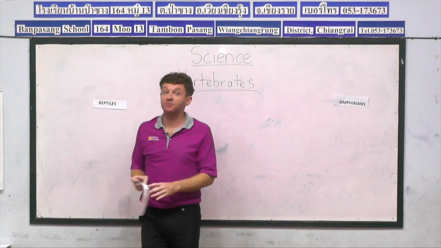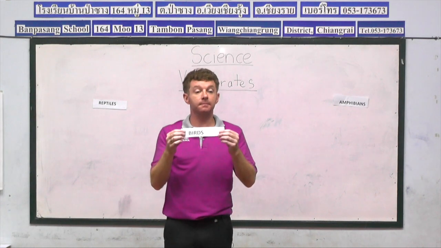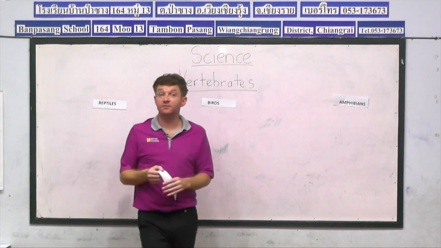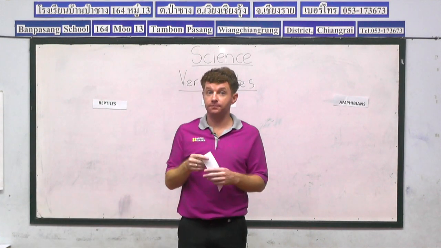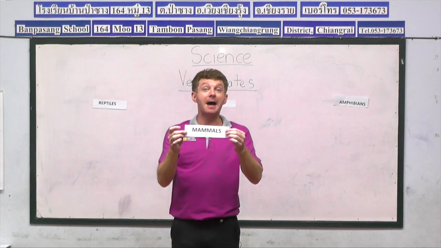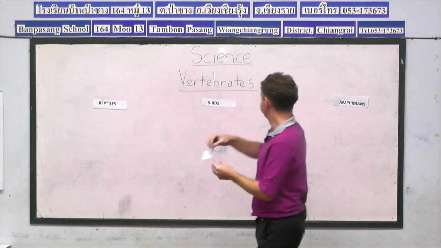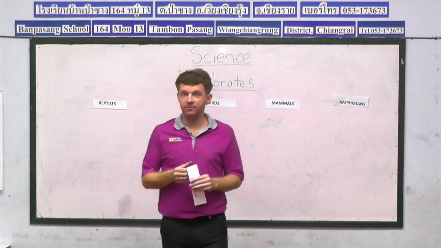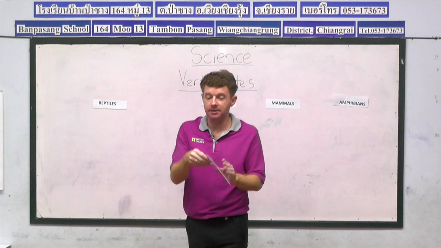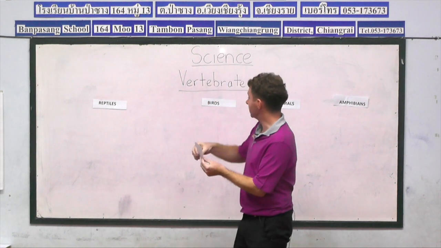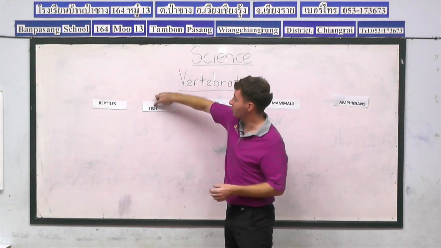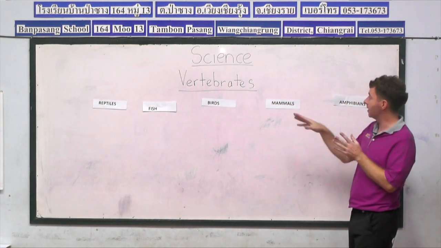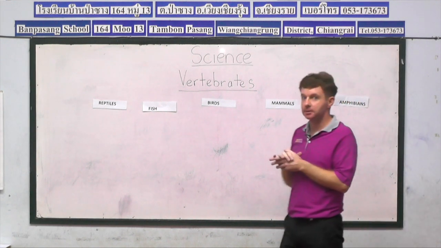Then, the types of ones that you'll find in the sky. Birds. Yes. And then the type of vertebrates that we belong to, same as monkeys, mammals. And finally, the type of vertebrates that live and swim in the sea, fish. Okay, so we have our five categories. Reptiles. Fish. Birds. Mammals. And amphibians.